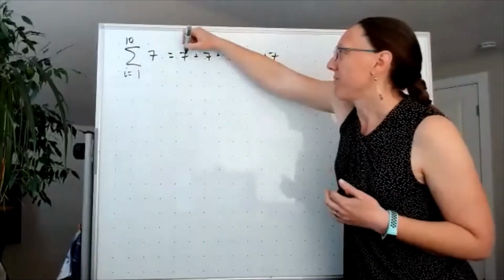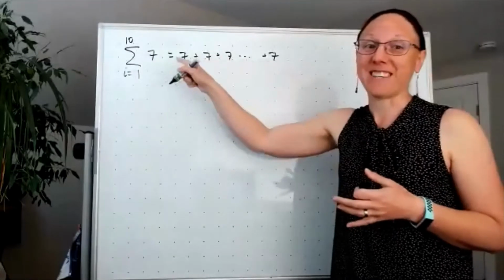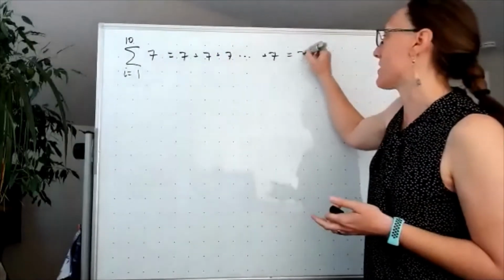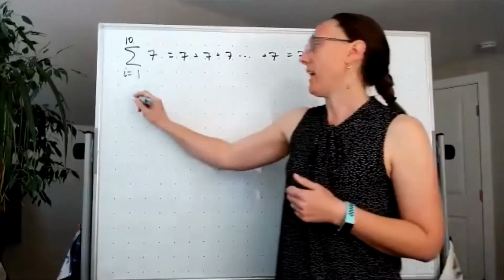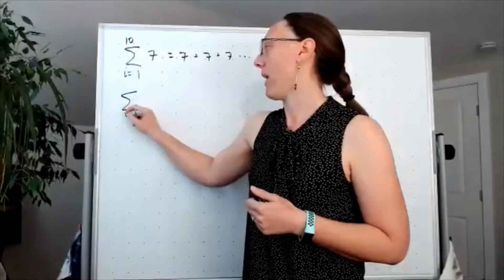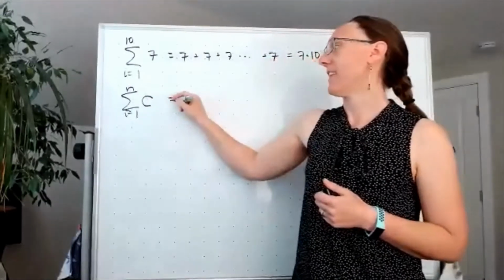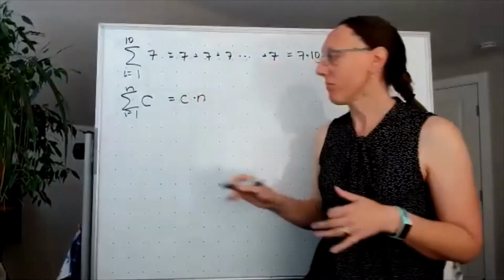But if we're clever about this, if there's 10 of those 7s, then the shortcut way to write this is just 7 times 10. And as a general rule, if I'm taking the sum from i equals 1 to n, and I have a constant, then the answer is the constant times n.